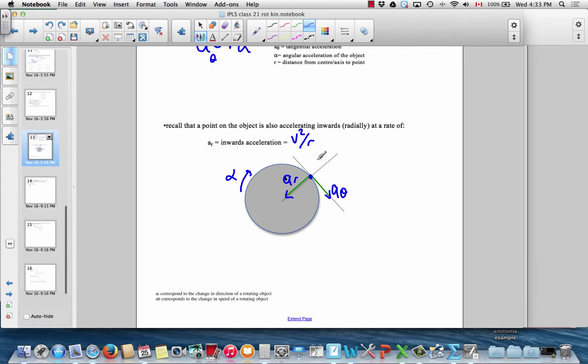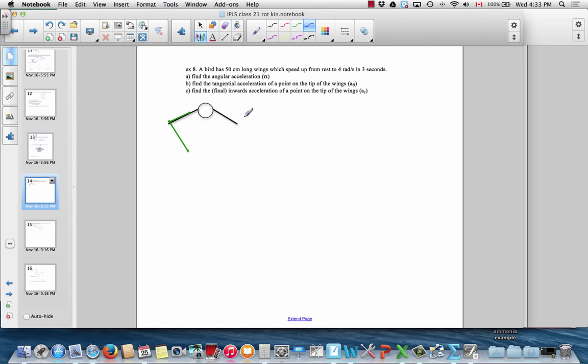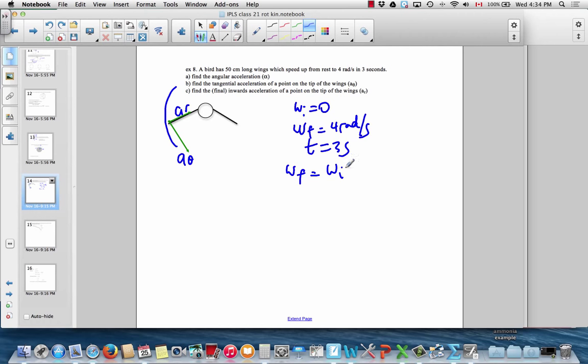So here's a simple example. Here we've got a bird, and it's flapping its wings. So this is the bird's body, and these are the 2 wings. As the wings swoop down in this direction, there'll be an inwards acceleration, and there'll be an acceleration in the theta direction. So these birds start off at rest, so the initial angular speed is 0. They speed up to 4 rad per second in 3 seconds.